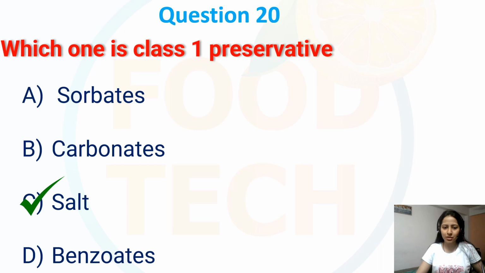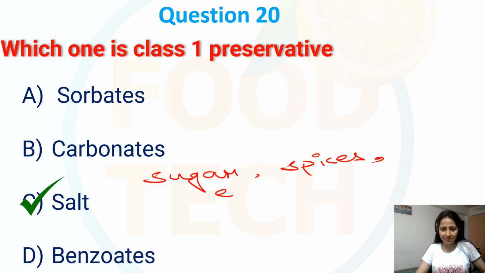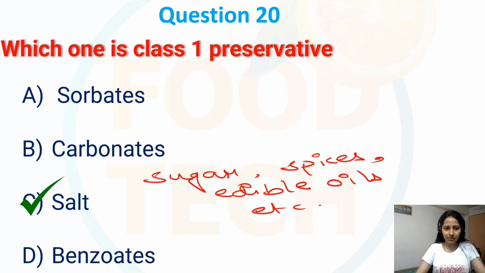So other examples of class 1 preservatives are like sugar, spices, edible oils, etc. Okay. So class 1 preservative, option number C will be my correct option.